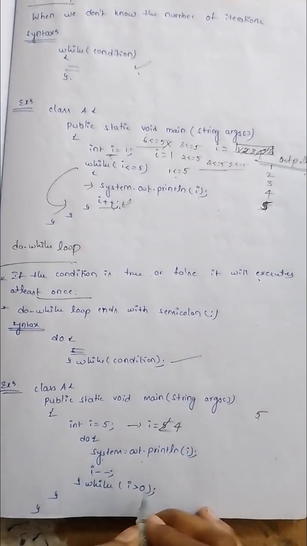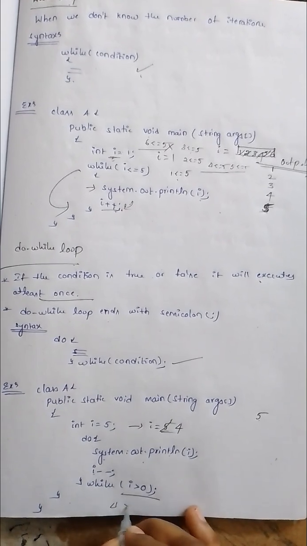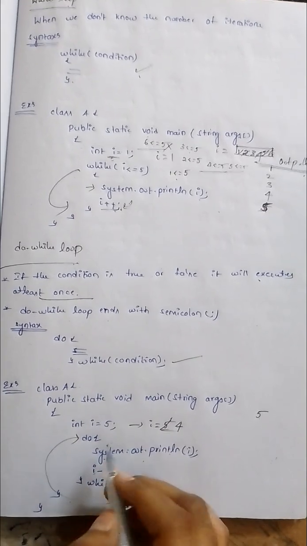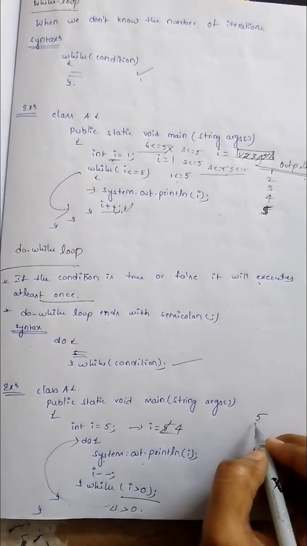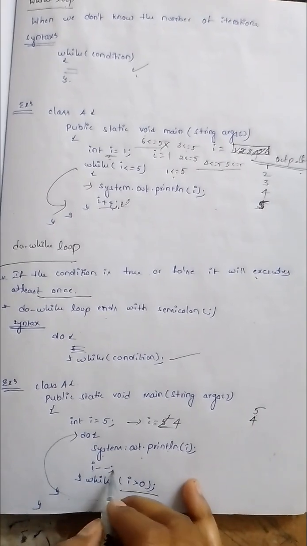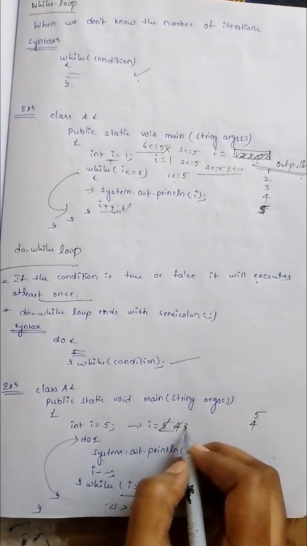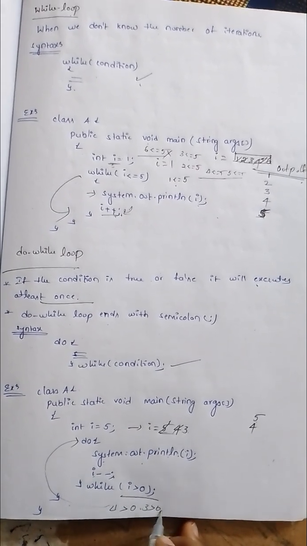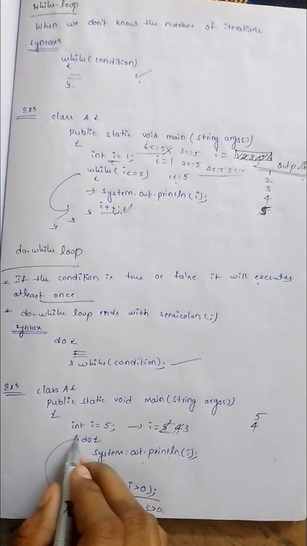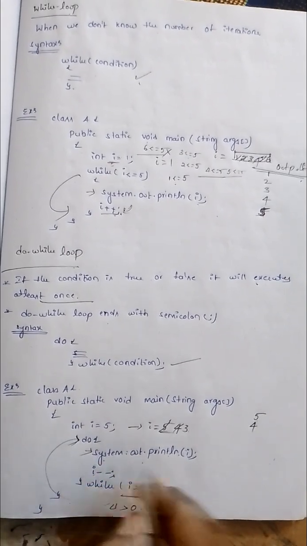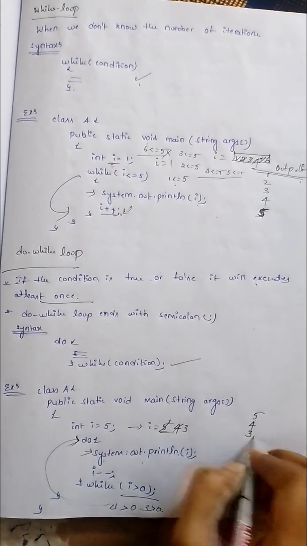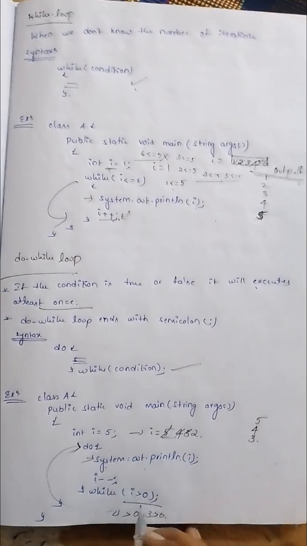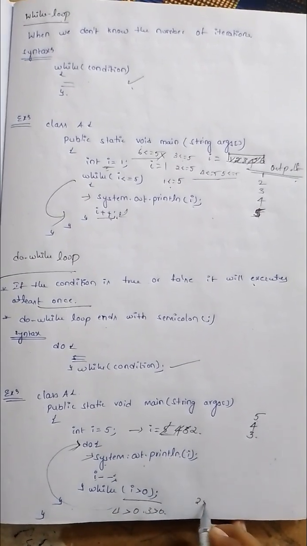And here it checks the condition. 4 greater than 0, condition is true. So again the cursor comes to the top and prints i value, which is now 4, and decreases i. Now i value is 3 and it checks the condition. 3 greater than 0, condition is true. Again it prints the i value 3 and decreases it by 1. So i value is 2 and it checks the condition. 2 greater than 0, condition is true.